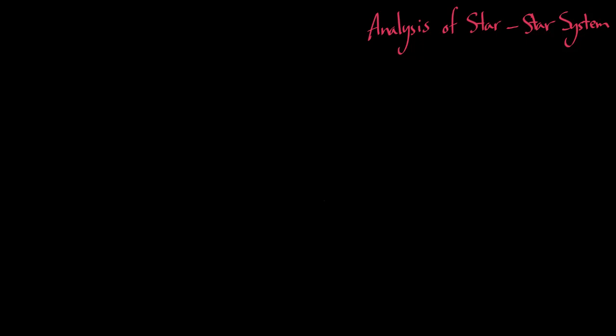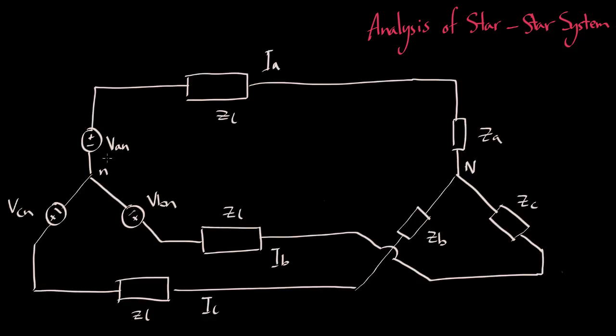We will now analyze a balanced star-star three-phase system. This is because almost any other system can be converted to this type, which means that familiarity with its structure will be very useful. You can see here a balanced source in star with a neutral, and a balanced load in star, also with a neutral. You'll see as well 3 identical line impedances.